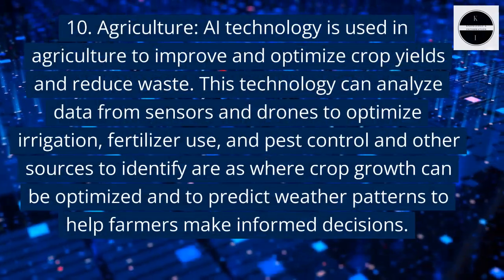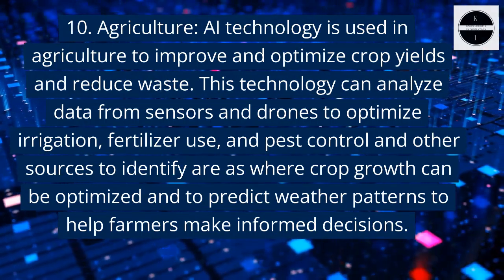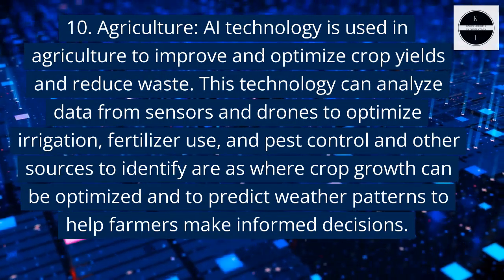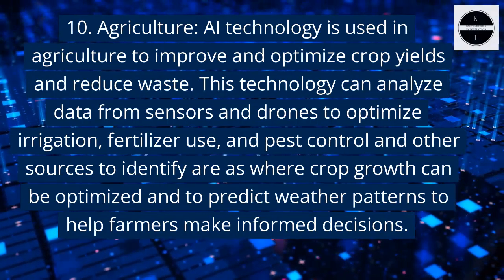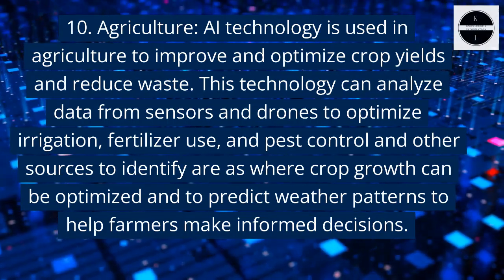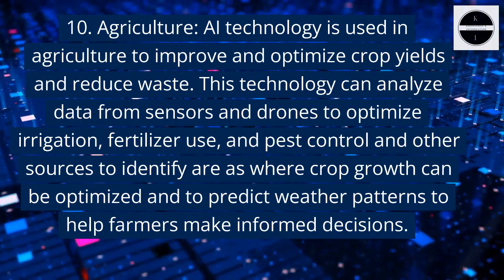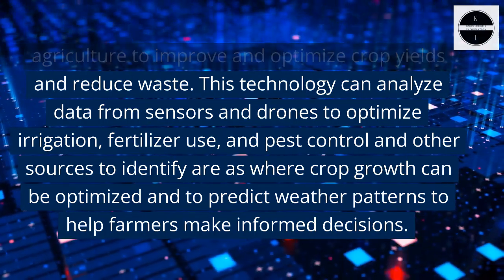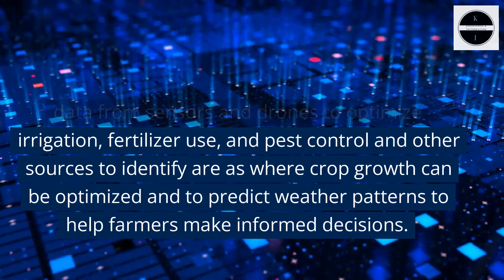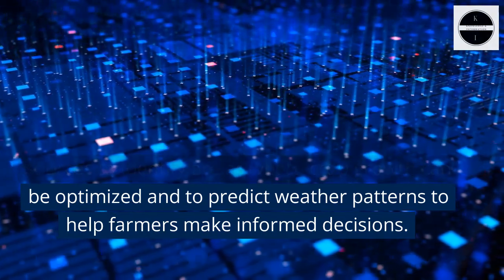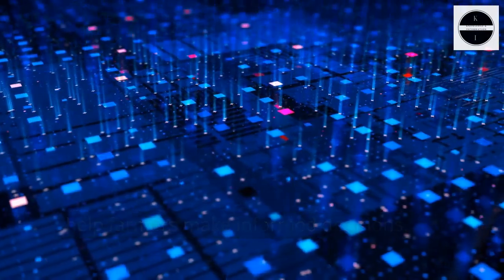10. Agriculture. AI technology is used in agriculture to improve and optimize crop yields and reduce waste. This technology can analyze data from sensors and drones to optimize irrigation, fertilizer use, and pest control, and other sources to identify areas where crop growth can be optimized and to predict weather patterns to help farmers make informed decisions.